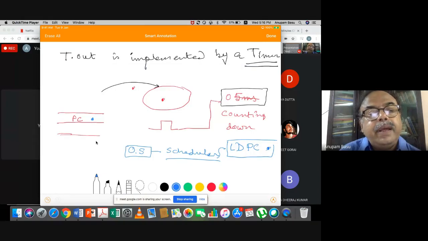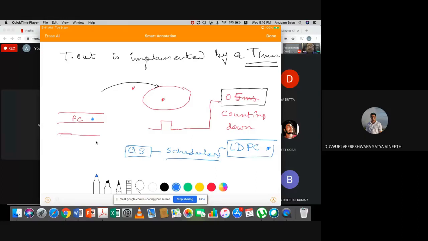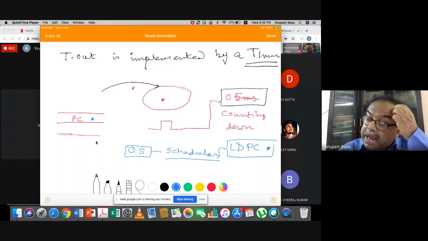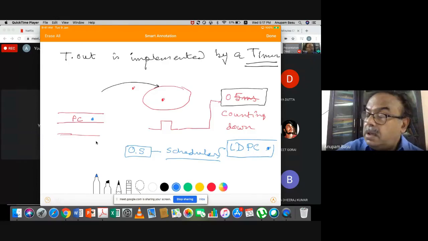All right, and then you take your hand off. Clocks will come, and which program will start executing? Blue. The blue program, don't sleep. Yes, the blue program will start executing. That is how the timeout is implemented by a timer, and this is how the time sharing system works.